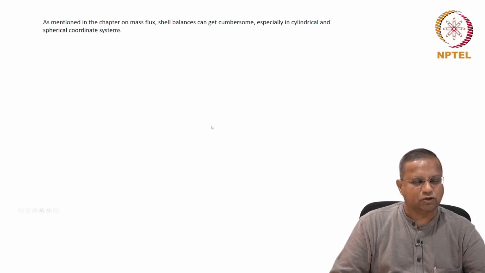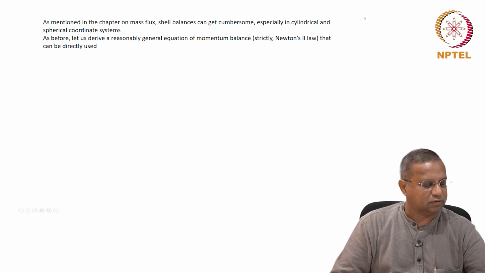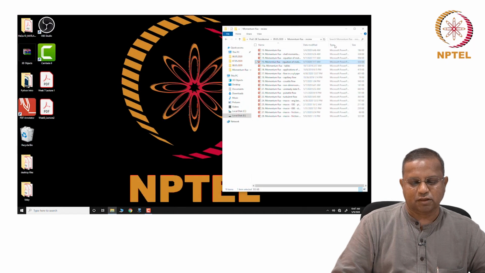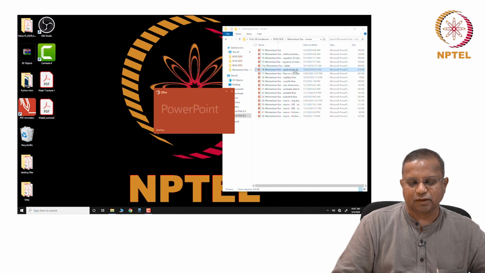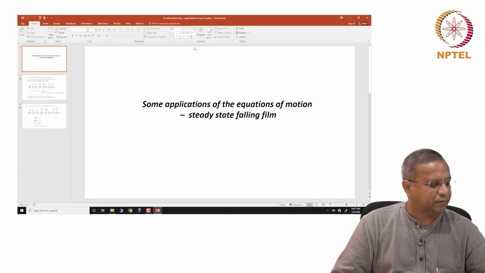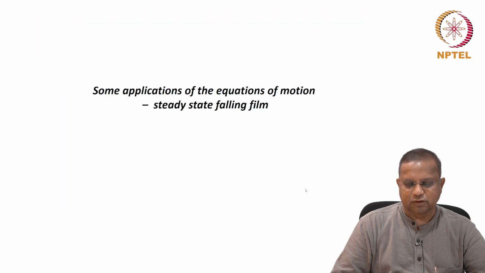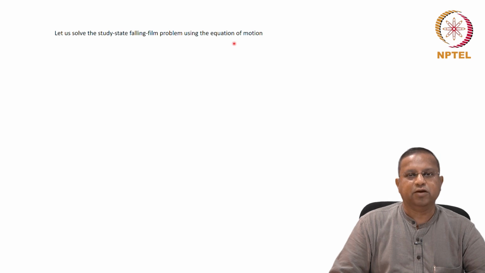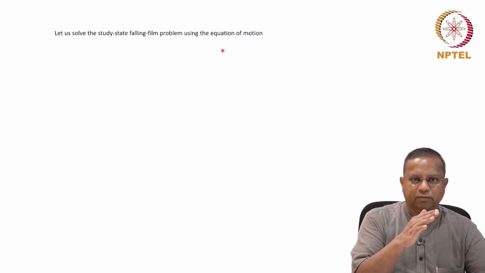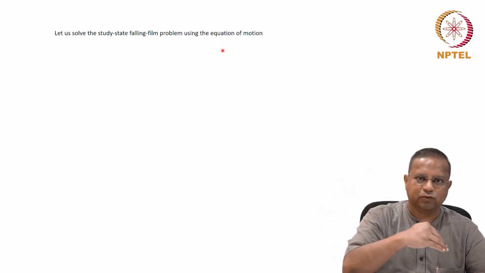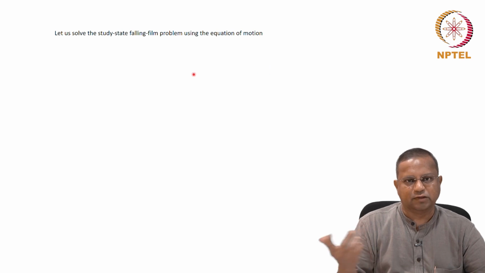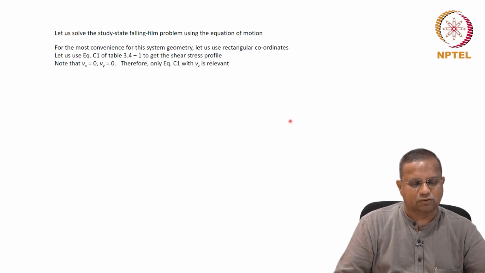Once we had the equation of motion, then I showed you the tables. I'm not going to show you the tables here. Some applications, yes. When we applied the equation of motion to the same case of a thin falling film over an inclined surface that we did earlier using shell balances, in one step we could get the answer. Okay. So that is what I showed.